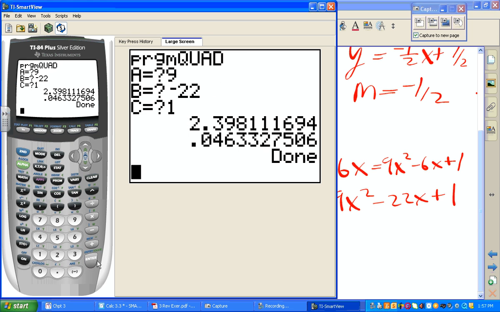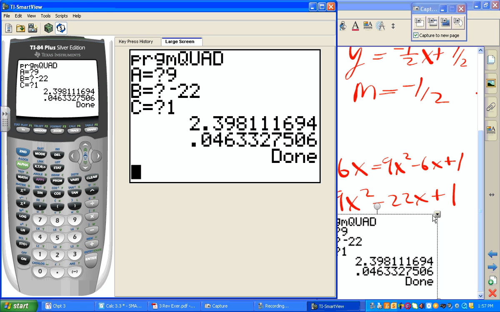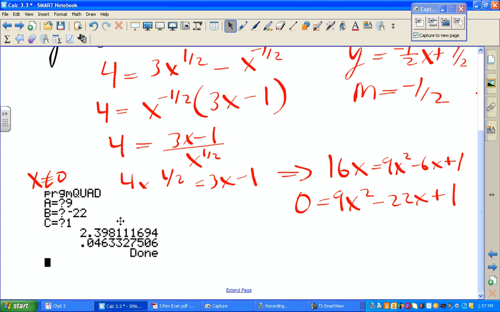22. Is it negative 22? No? Wait, what? Oh, I forgot the 6. Now when you square both sides, don't forget that brings in extraneous roots. So how do you tell if it works?